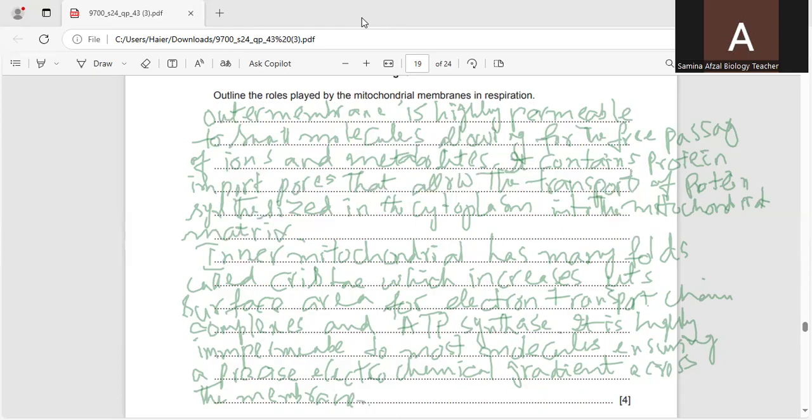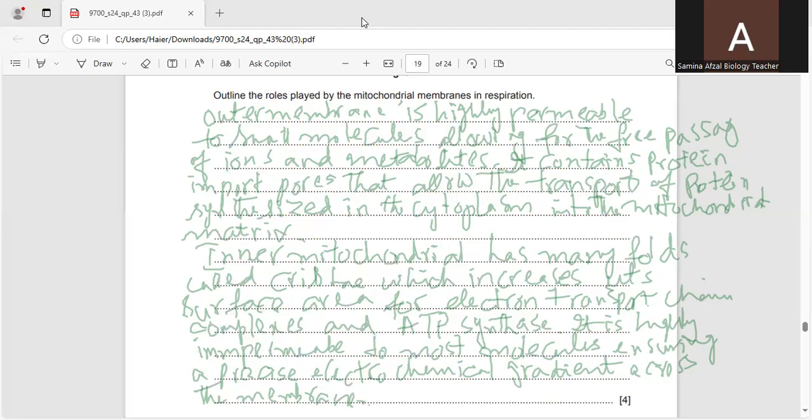In this way, it plays a vital role. It performs all these functions. Besides this, there are many other functions. It also provides a platform for the electron transport chain and ATP synthesis, crucial for energy production. It also creates and maintains the proton gradient that drives ATP synthesis. So in this way, I would like to say it plays a vital role in respiration.